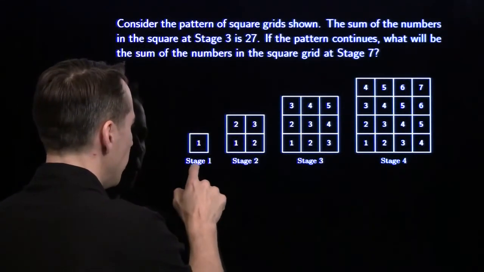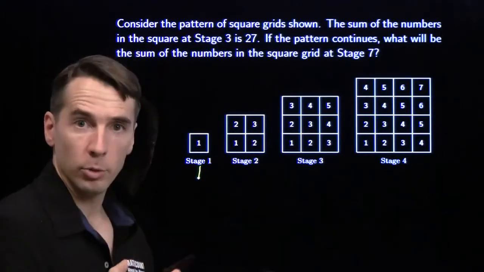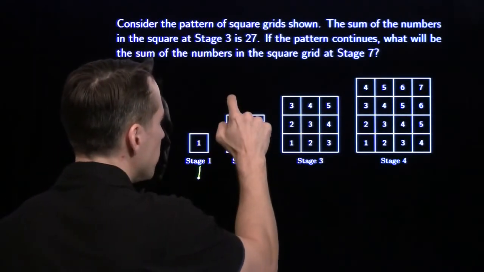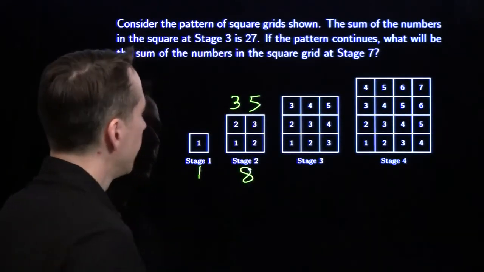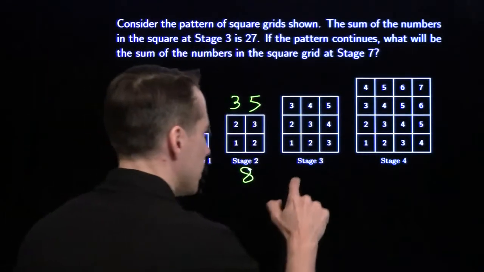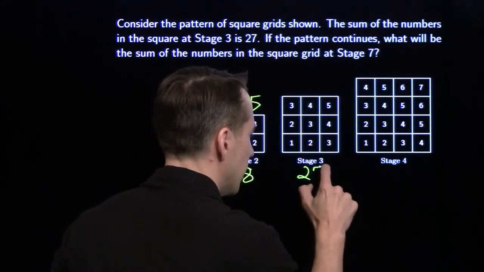So, stage 1, we know that the sum is 1. That was simple. Stage 2, the 1 and 2 gives us 3. The 2 and 3 gives us 5. 3 and 5 gives us 8. Stage 3, we don't even have to add them up. They tell us it's 27. I'm going to choose to trust them.